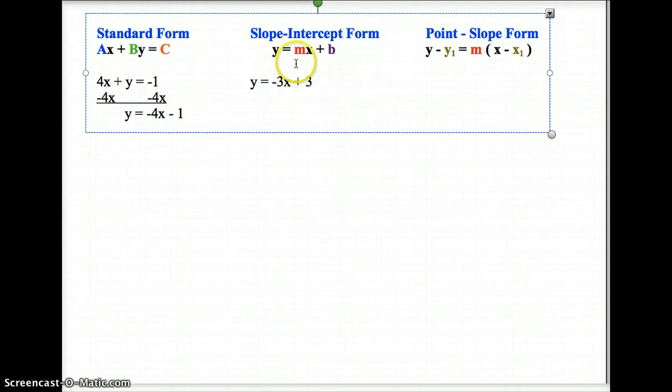So let's begin. Standard form, you'll notice that we have all of our x terms and all of our y terms on the left side of the equation. So we need to take this -3x that's on the right side, and we need to move it to the left side. So how do we do that? Well, here's how we do that.